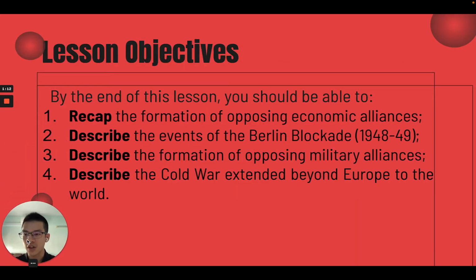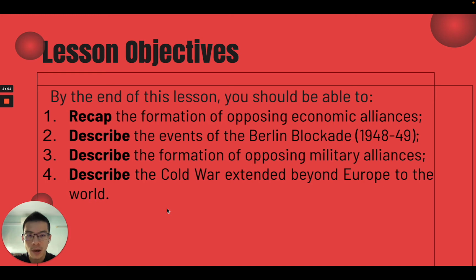So the lesson objectives is that firstly, we're going to recap the formation of opposing economic alliances. So you should recall the Truman Doctrine, Comecon, Cominform, and the Marshall Plan. These were the economic alliances that we should have already covered. Next, you should be able to describe the events of the Berlin blockade, which was an event that took place in 1948 to 49. It was one of the starting events that kicked off the Cold War conflict between the USA and the USSR. It was fought over the future of Germany.